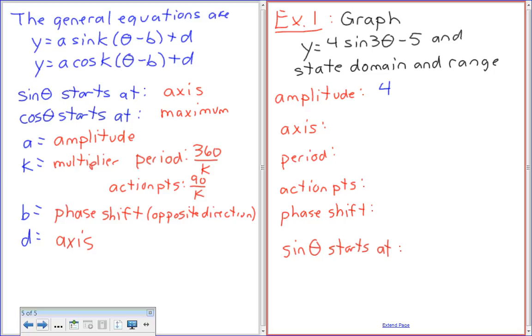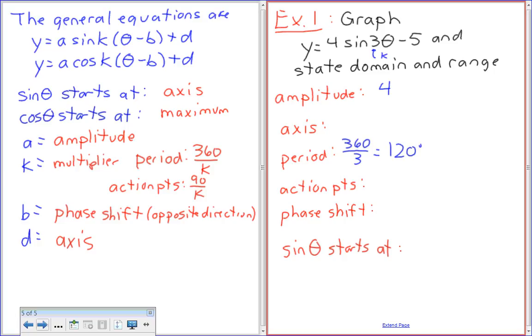Good. So since K is going to be 3, I'm going to call my period 360 divided by 3. So you see that? It's going to start at 360, but I'm going to divide it by 3. Liam, using either your calculator or your brain, what is 360 divided by 3, please? This is going to be right here. That's your K value right there.